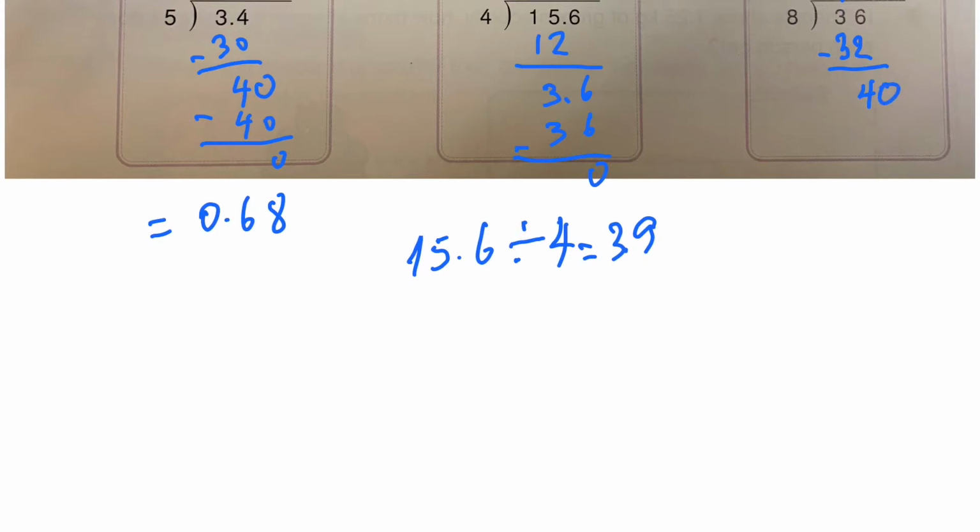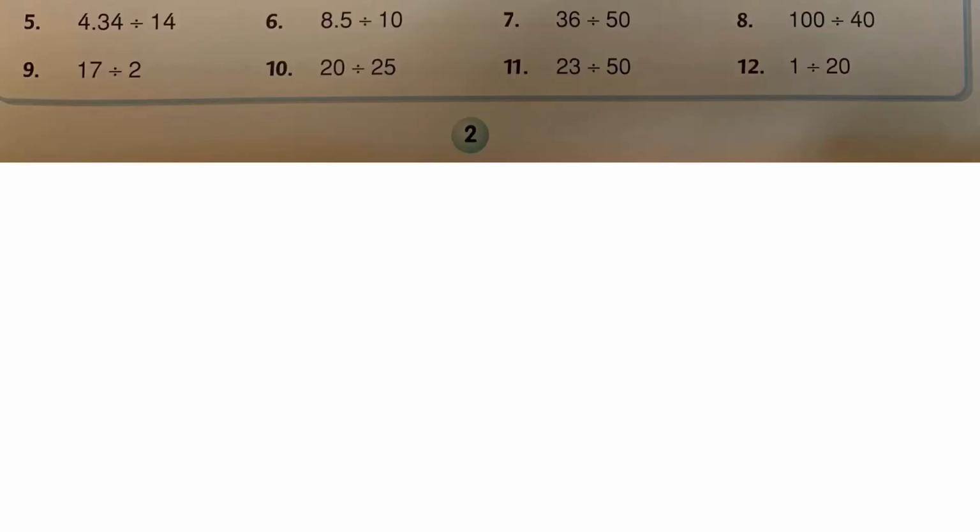Inside 40, how many 8 are there? There are 5 8s inside 40. So 5 times 8 makes 40. When we make subtraction, we get 0. So 36 divided by 8 equals 4.5. Yeah, we can continue with the next slide.